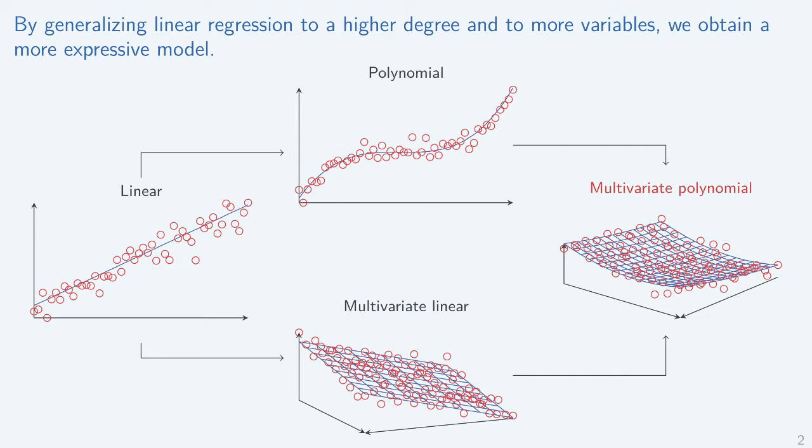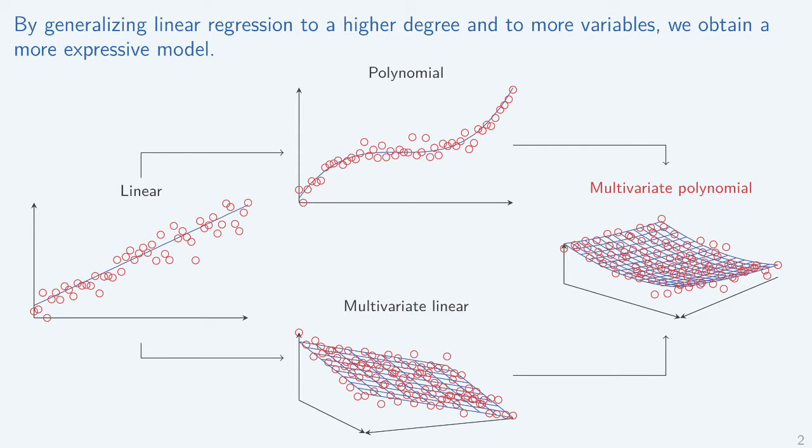Another possibility to improve the linear model is to generalize it to more variables. For example, we can add variables such as the construction year or the lot area. This type of model is multivariate linear regression. If we combine both generalizations, we end up at multivariate polynomial regression, which is even more expressive than the two previous forms of regression.